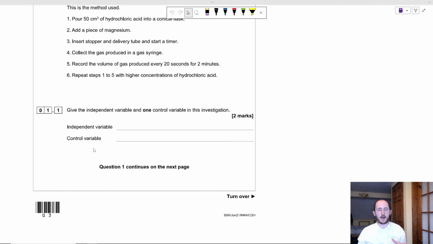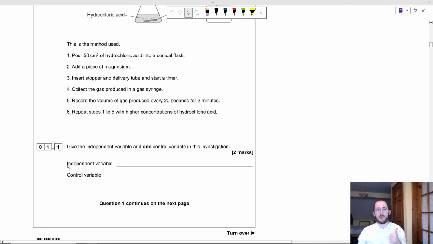Here's the way I think of it. The independent variable is the one you change. It's the one that you're controlling, okay? This is the one that you change. The dependent variable is the one that changes in response. So in this case, I know it's not asking for the dependent variable, but I figured I'd go through it.